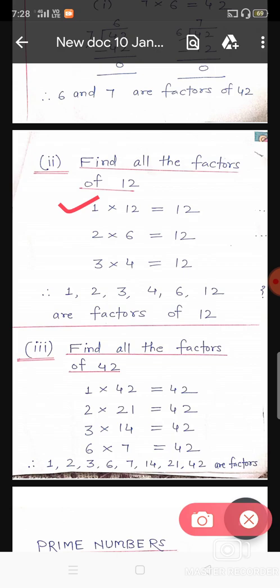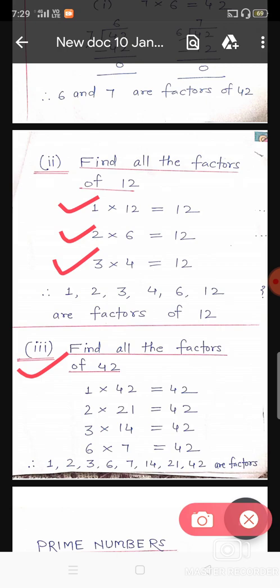Very good. Now, my loving students, you know this also. 2 can divide 12 exactly. 2 6s are 12. Yes. And similarly 3 4s are 12. Therefore, 1, 2, 3, 4, 6 and 12 are factors of 12. It means these numbers can divide 12 exactly, no remainder will be left. Yes, good. Let's move to the next example.